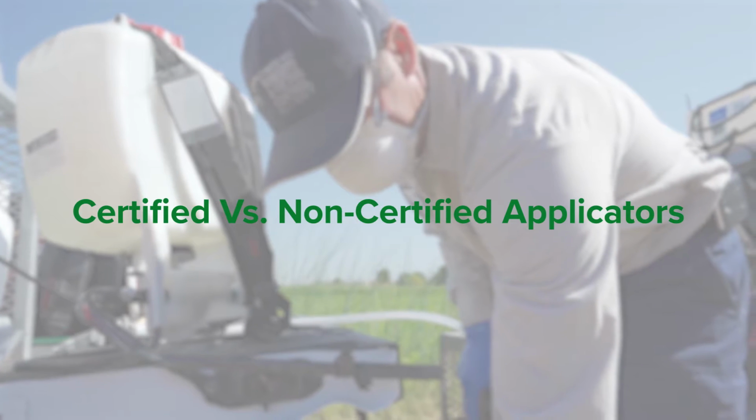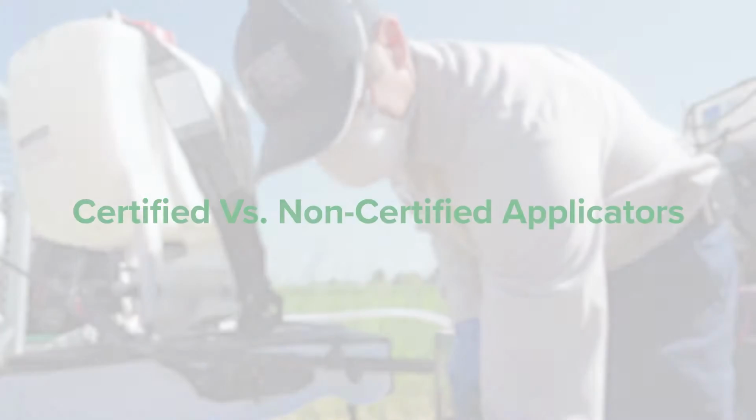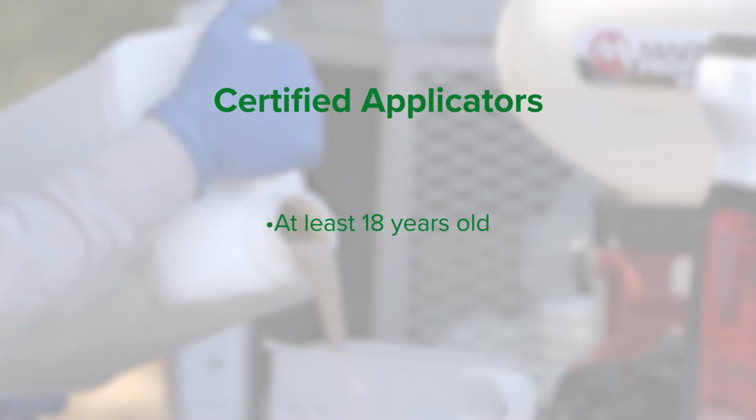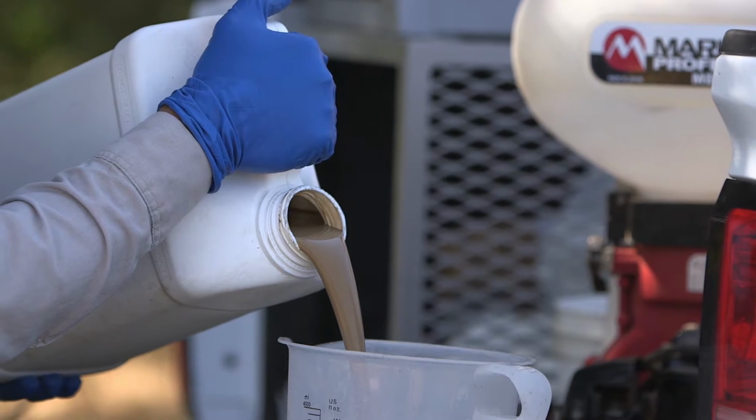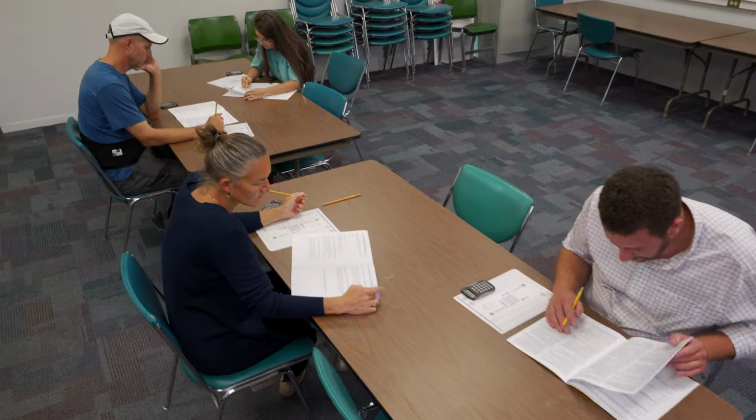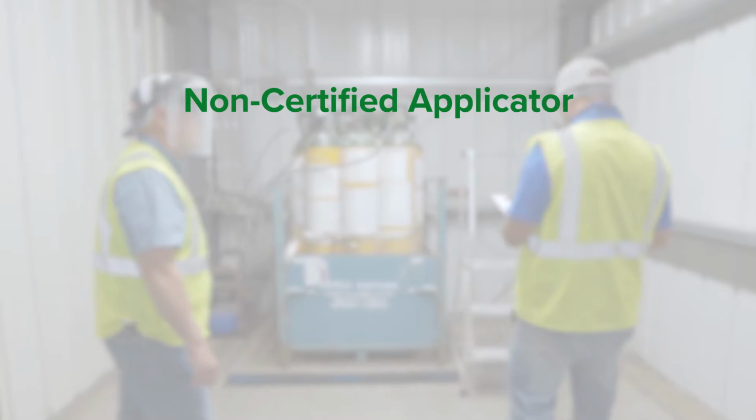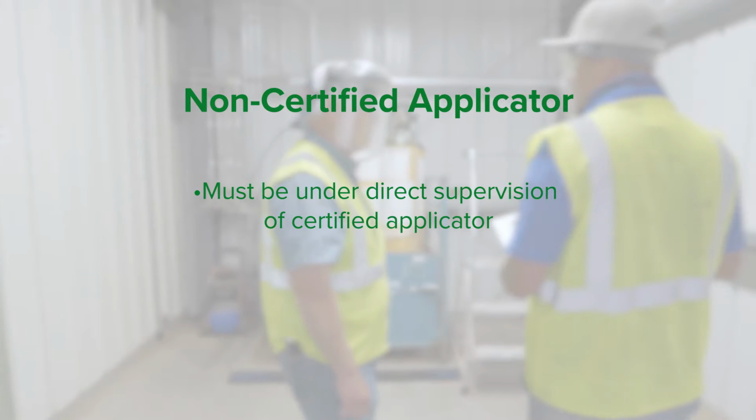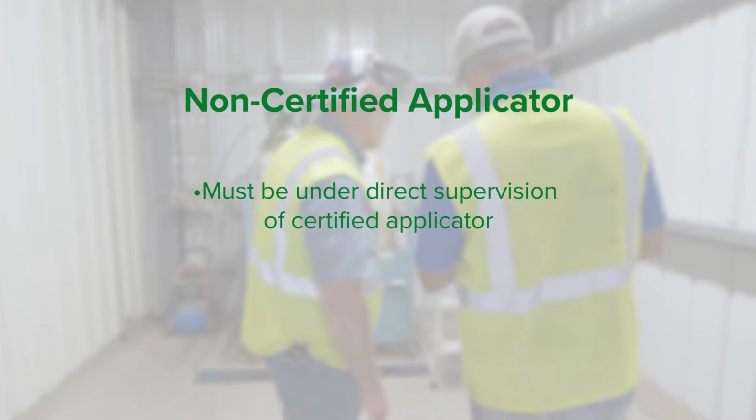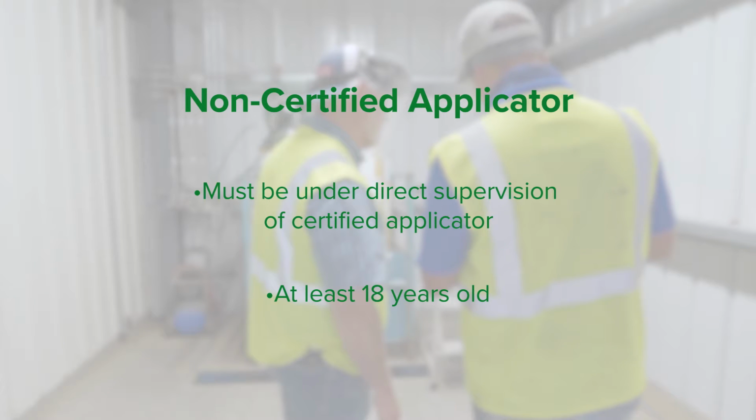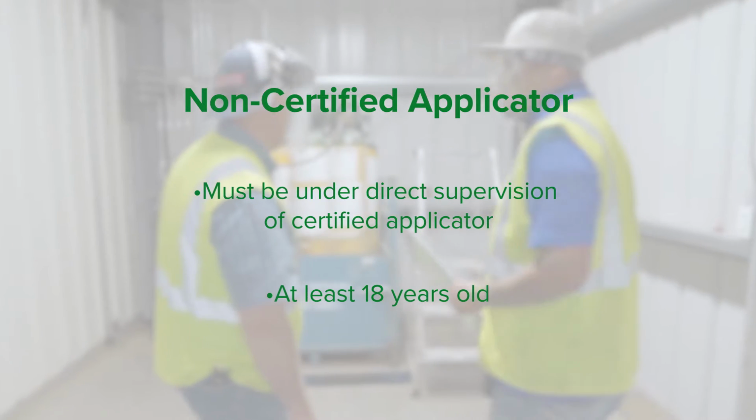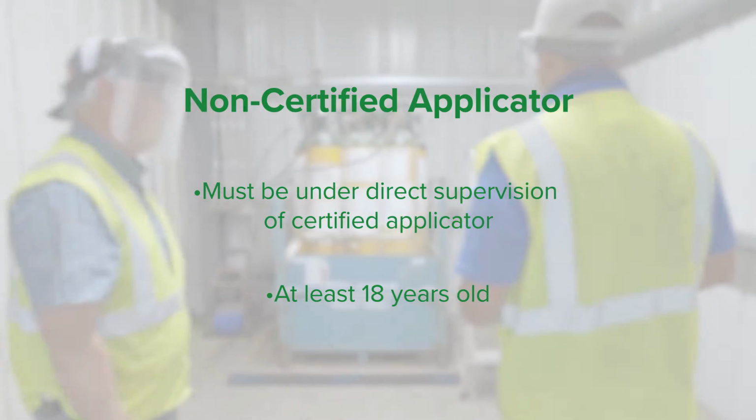What is the difference between a certified and non-certified applicator? A certified applicator must be at least 18 years old. Commercial applicators and private applicators qualify as certified applicators after demonstrating their knowledge of pesticides and pesticide safety as specified by their state, tribe, or federal agency to obtain a certificate or license in the use of RUPs. A non-certified applicator is a person who may use RUPs only when under the direct supervision of a certified applicator. In most cases, non-certified applicators for non-agricultural pesticide applications must also be at least 18 years old.